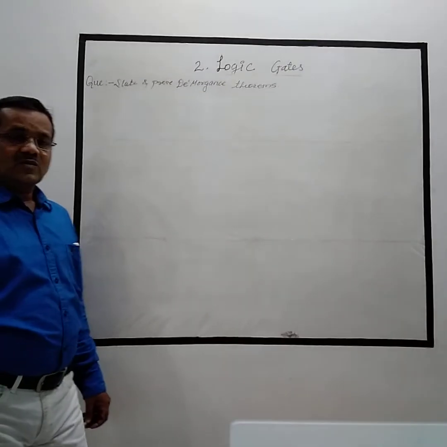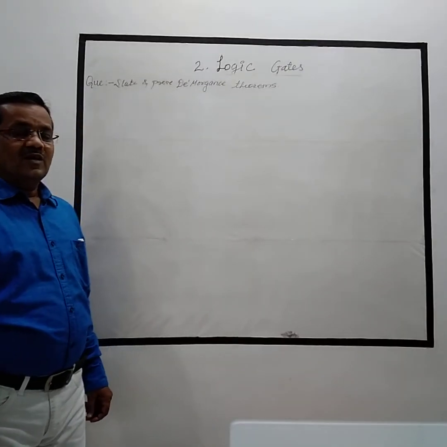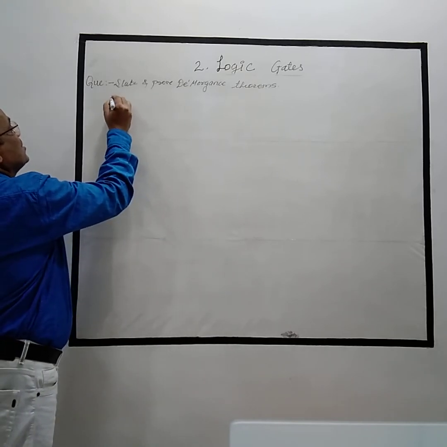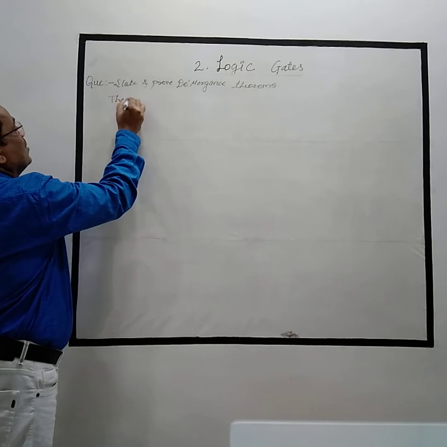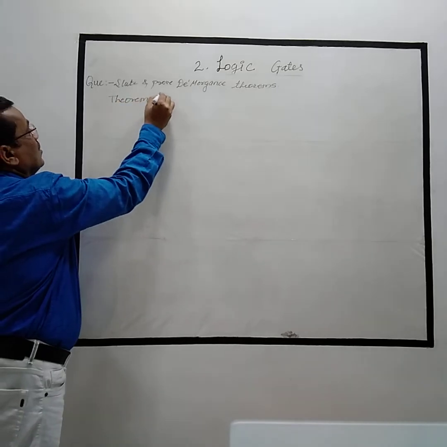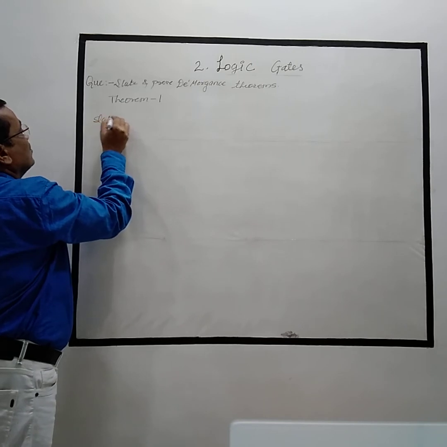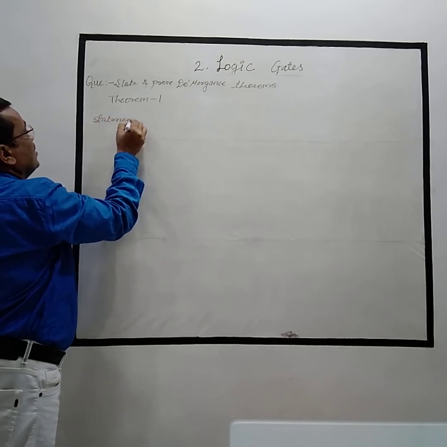So there are two theorems. De Morgan's first theorem, Theorem 1. What is the statement and proof? Statement.